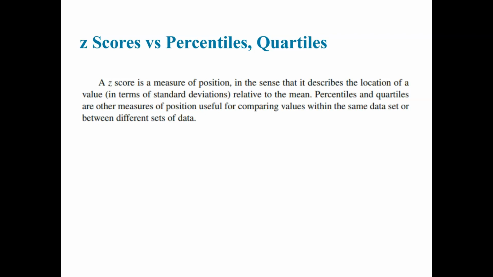So a z-score measures position as it relates to the mean. So the z-score is relative to the mean, whereas percentiles and quartiles are relative within the same data set. So they're describing the location within each other.